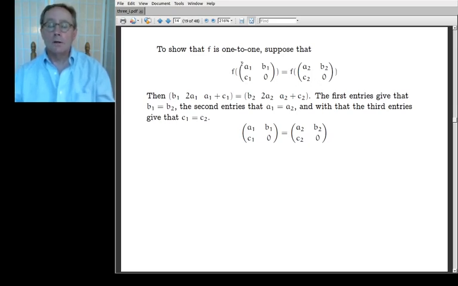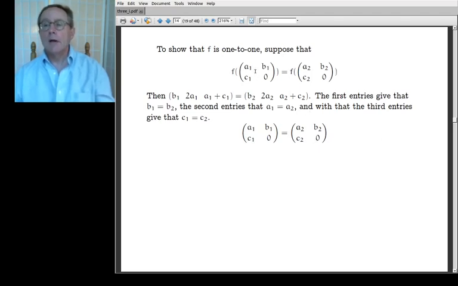For 1-to-1, what do you start with? What do you end with? You start by assuming that f of v1 equals f of v2. See it there? So f of a first matrix equals f of a second matrix. And you end by concluding that the two matrices are equal. There's stuff in the middle. I'll go through the stuff in the middle. But you start by assuming that f of the first equals f of the second, and you end by concluding that the first and second are equal.